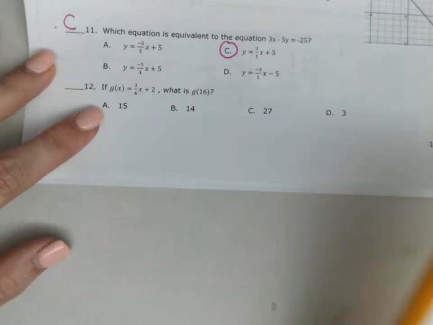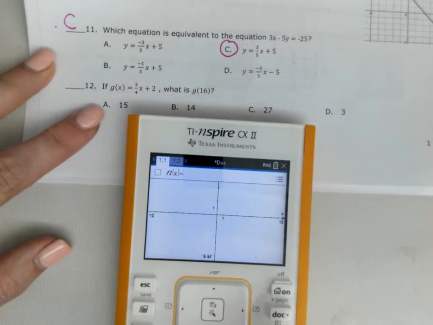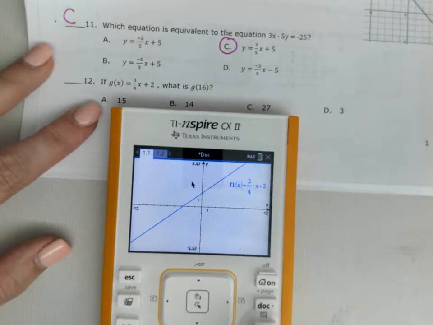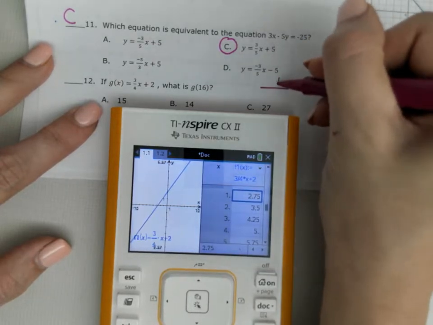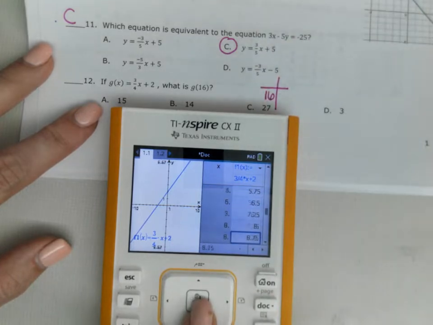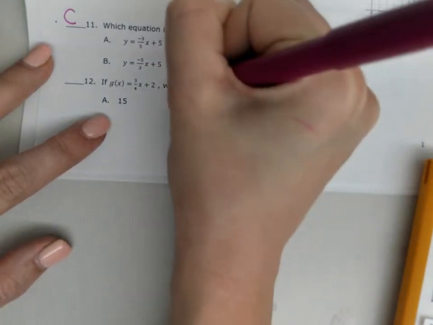Okay, now it's giving me a different function. So I delete these. Menu 3, 1, because it does start y equals 3 divided by 4x plus 2. You click Control T to see the table, and because that 16 is inside the parentheses, it is the x value. So we scroll down until you see 16 in the x, and it's right here at 14.